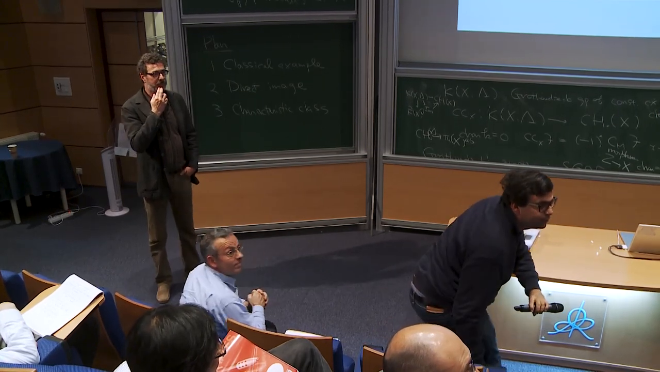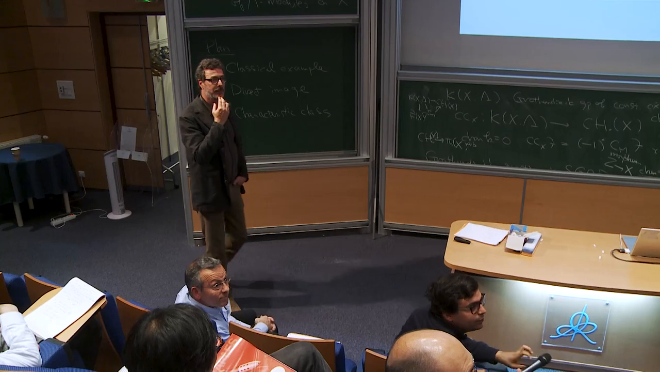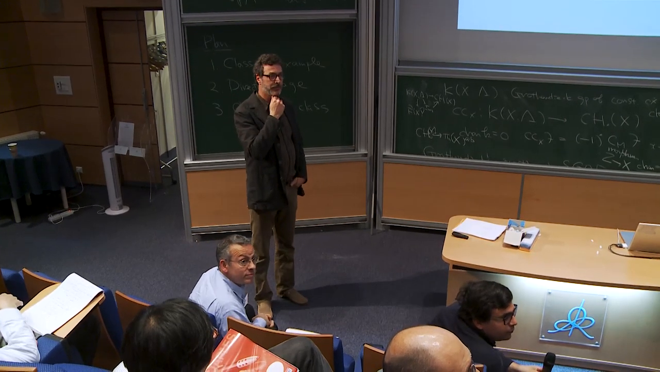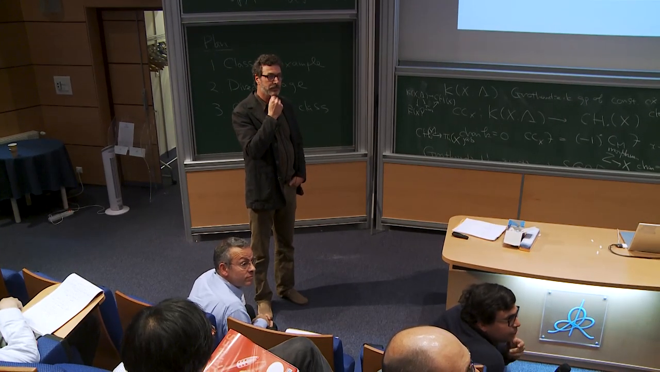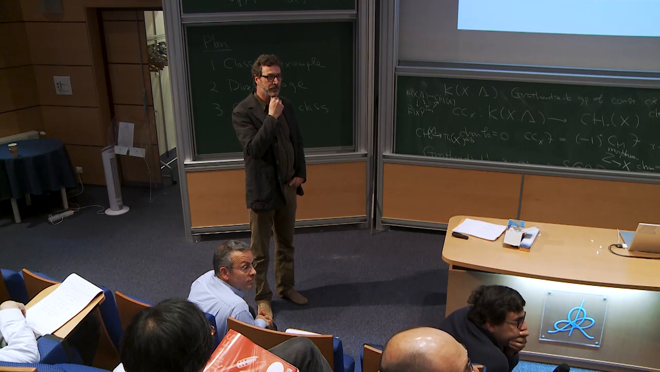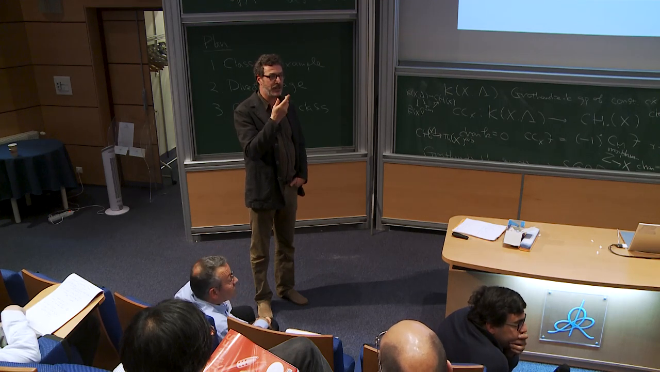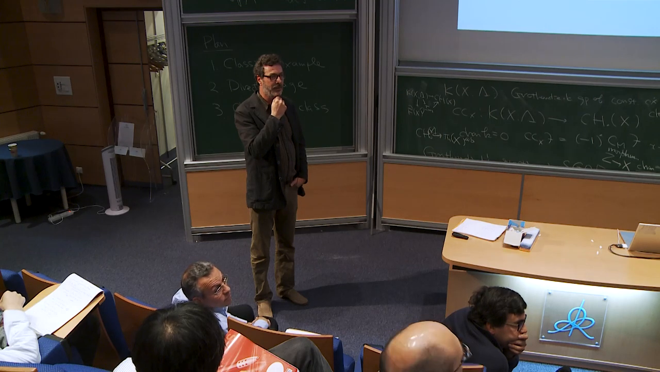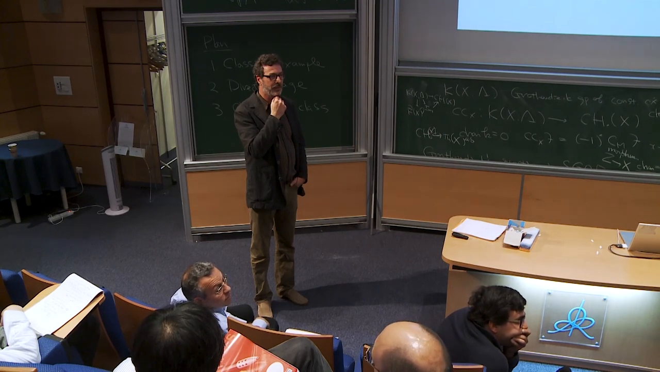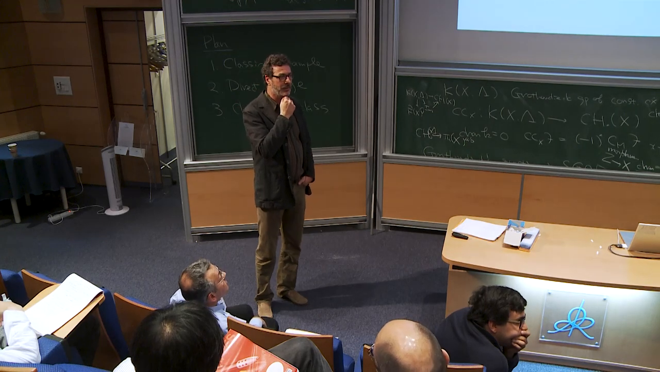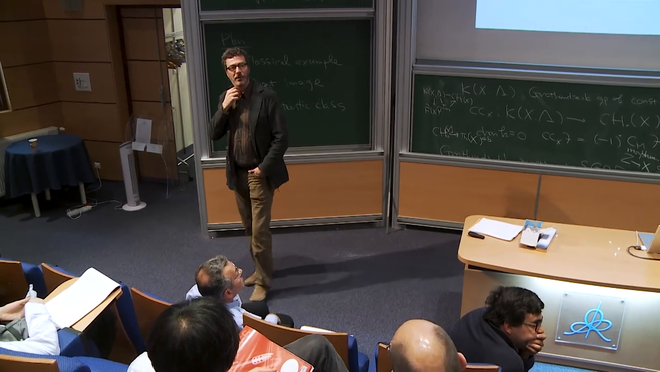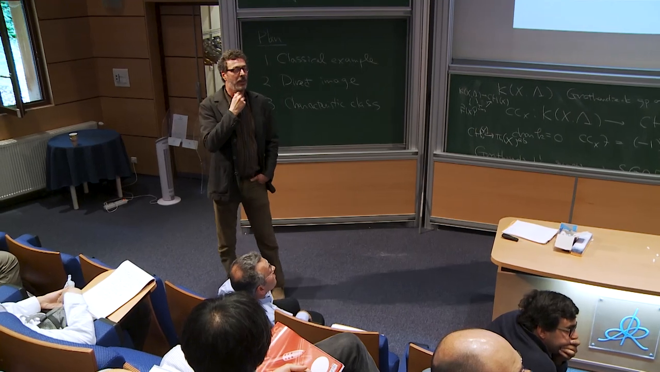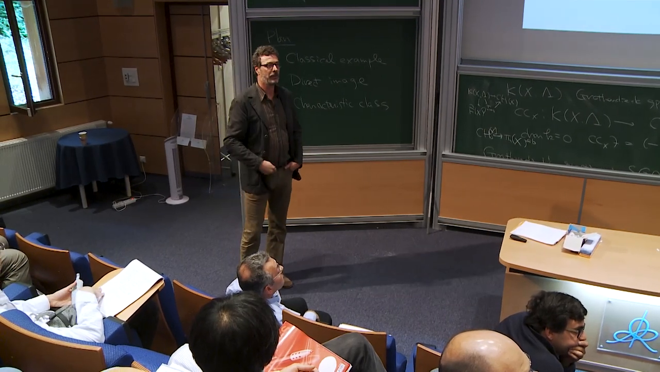Do you have an example of a variety where you know that the cohomology is unipotent without knowing in advance that it's semistable? No, I think there is a conjecture, right? That says that. No. No, I don't know. I think people don't expect that there is a cohomological criterion. Ah, okay. No, I don't.